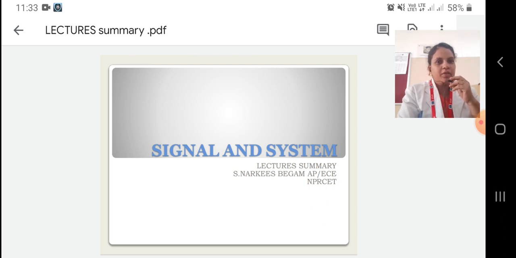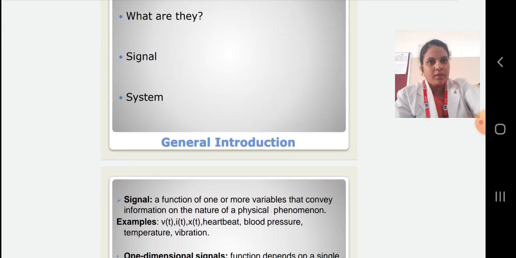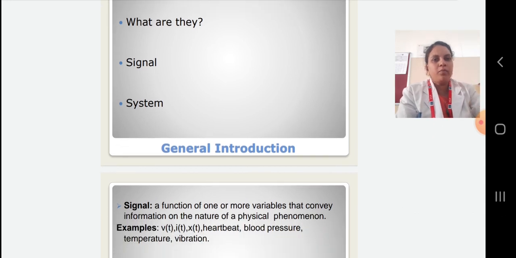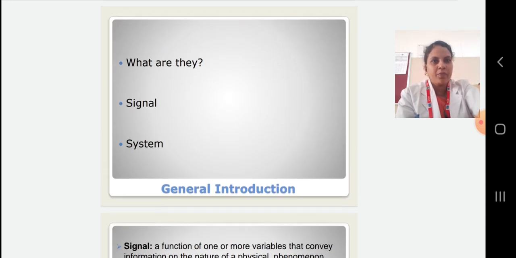I am going to take one topic from Signals and System. Shall we start? Okay. So basically in Signals and System, you have to know about what is a signal, what are all the types of signals, what is a system, and what is an example of a system. So these have to be discussed very deeply.